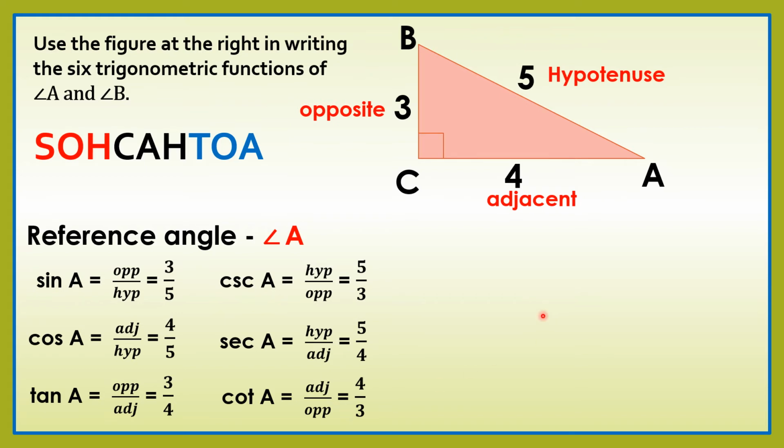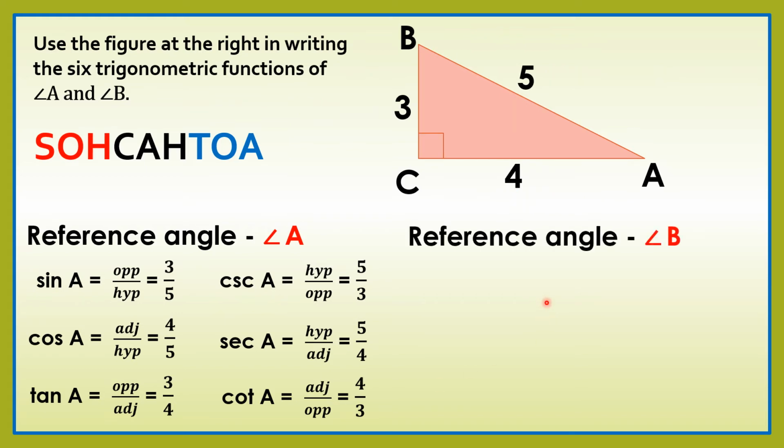So, let's go to the second reference angle. And that is angle B. So, kung angle B ang ating reference angle, therefore, ang ating opposite ay yung 4. Yung hypotenuse natin, the same pa rin, which is 5, kasi yan ang longest side, opposite ng right angle. At eto na ngayon ang ating adjacent, yung side na katabi ng reference angle.